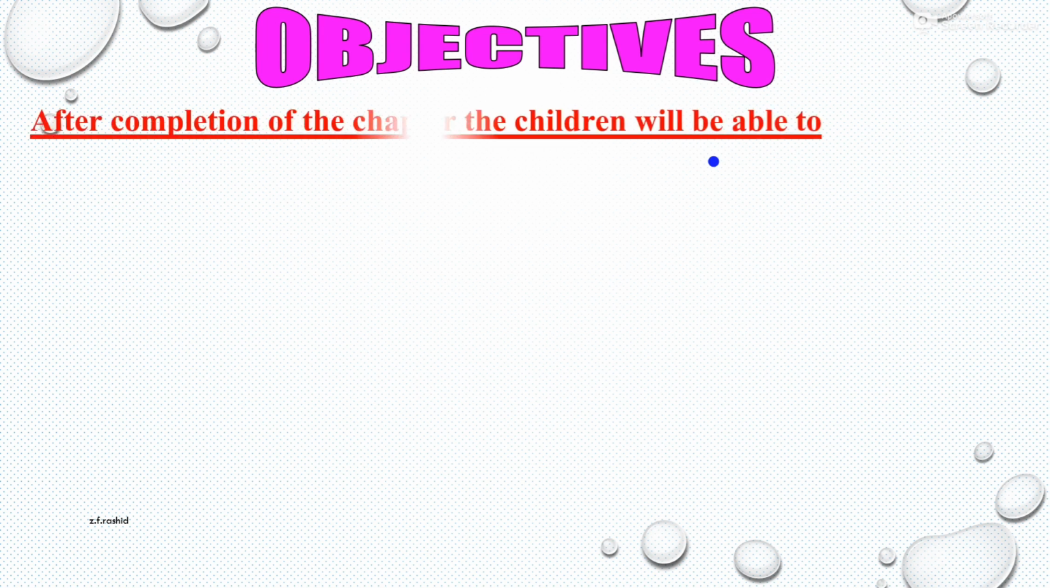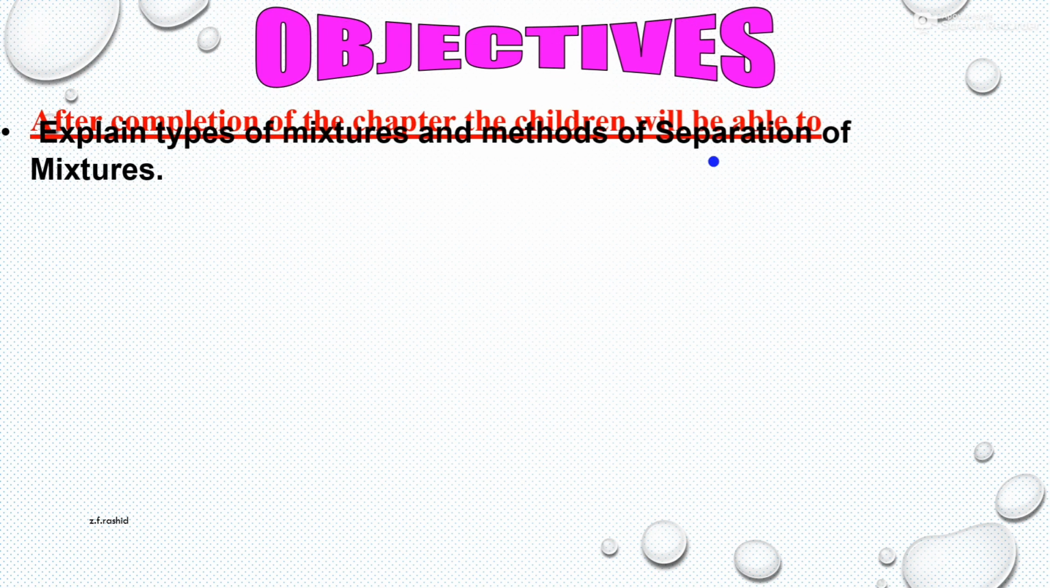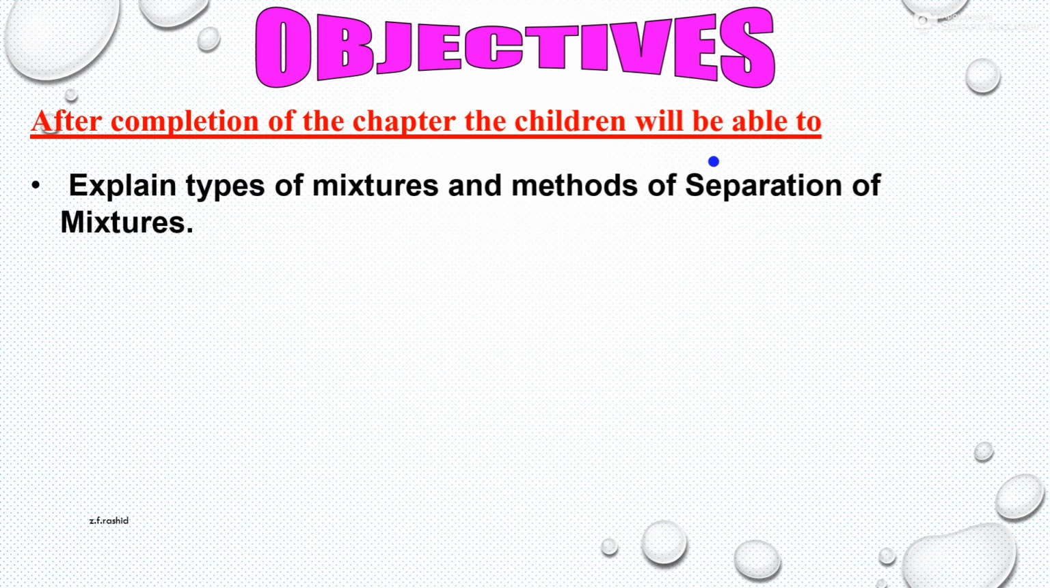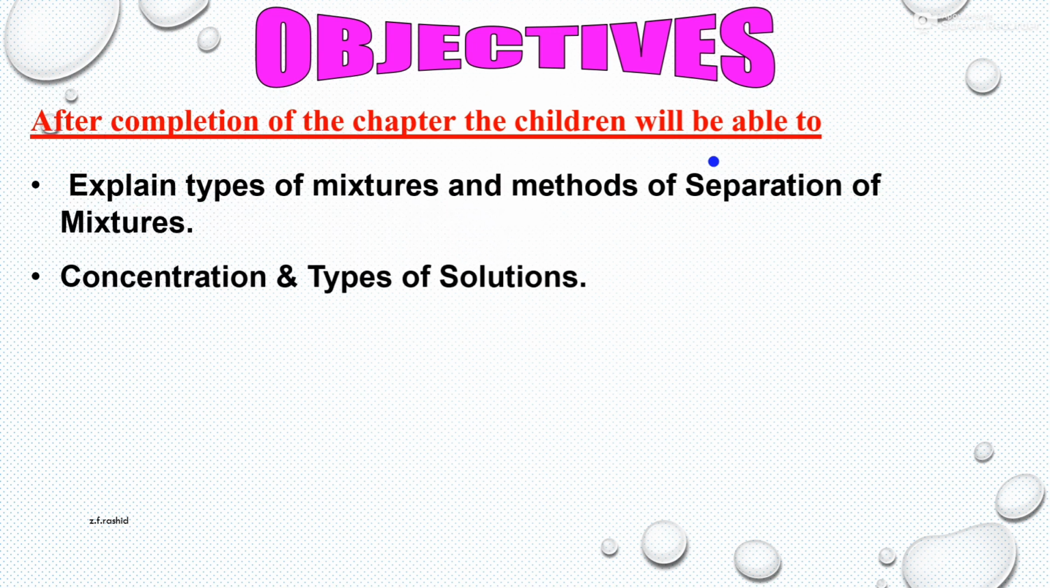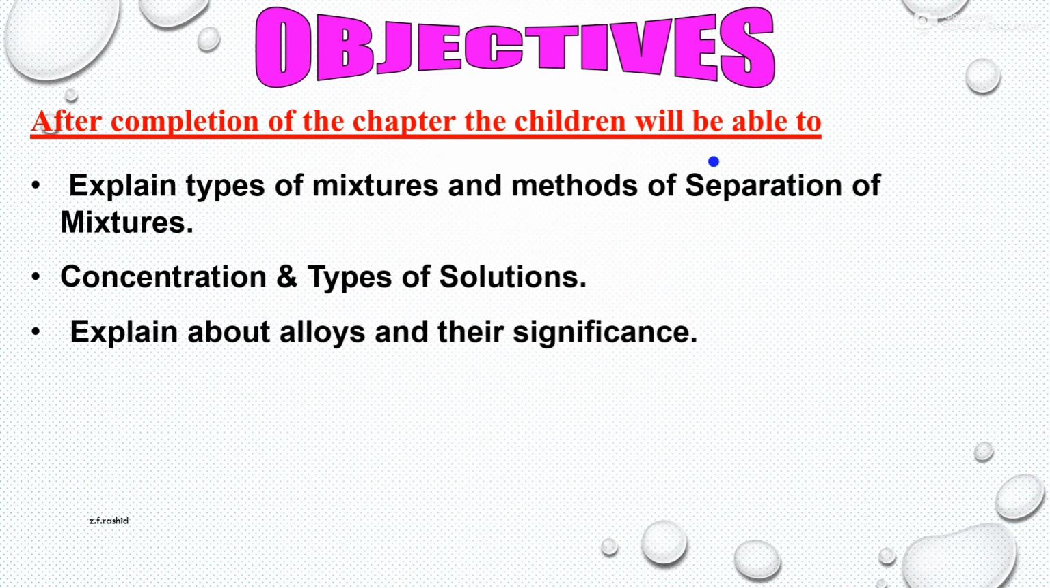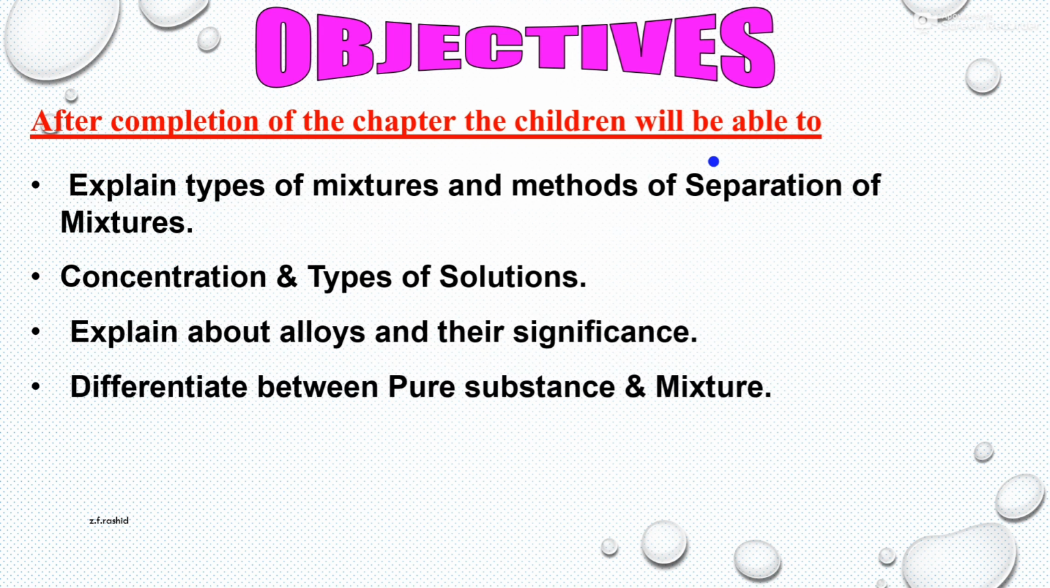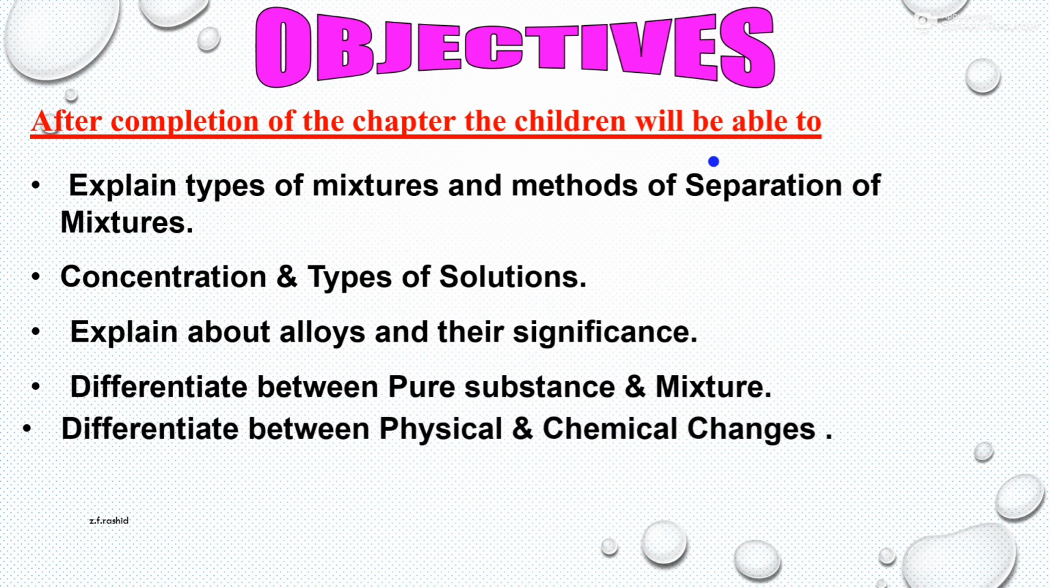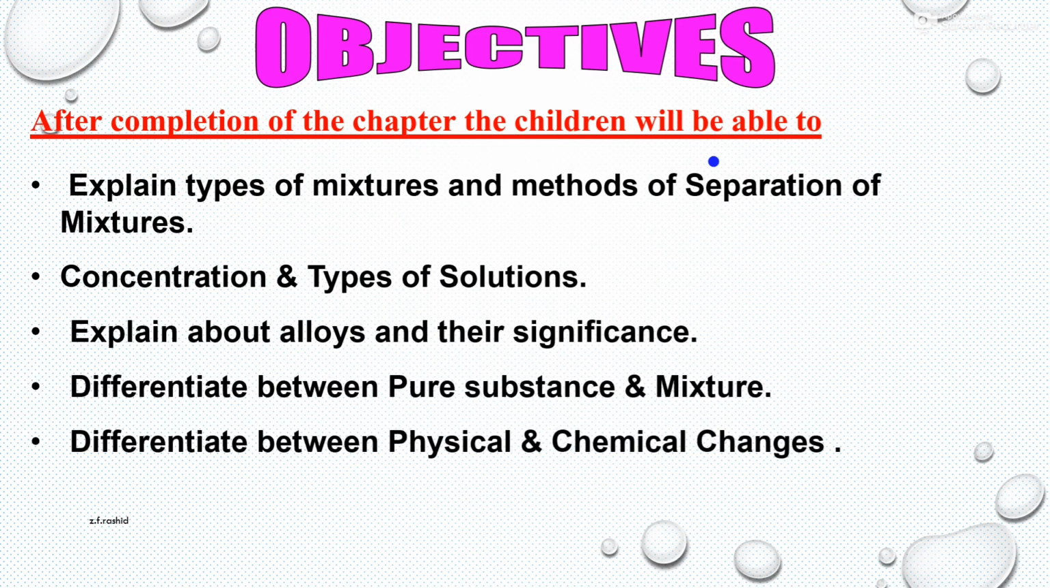So first of all, we will see what the objectives are, that means what we will learn from this chapter. First one is, after completion of the chapter, the children will be able to explain types of mixtures and methods of separation of mixtures. Then we will also have knowledge of concentration and types of solutions. Then we can explain alloys and their significance. Then differentiate between pure substance and mixture. Then finally, we will differentiate between physical and chemical changes.